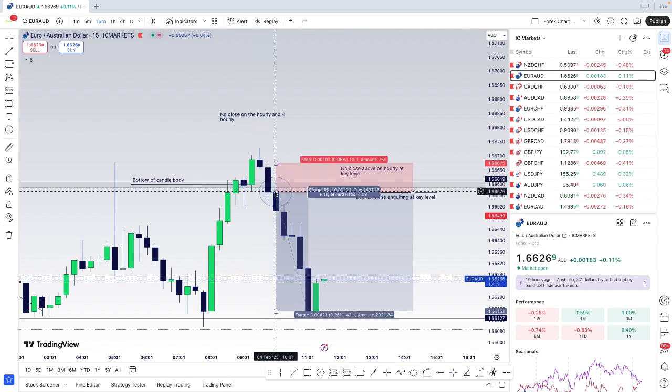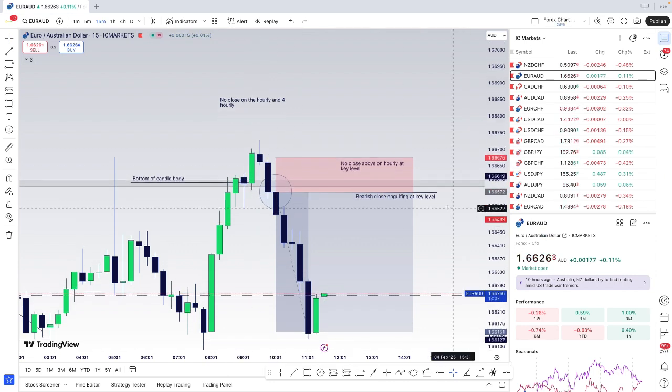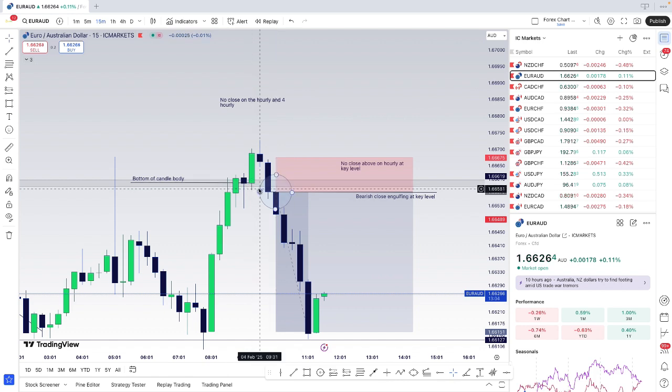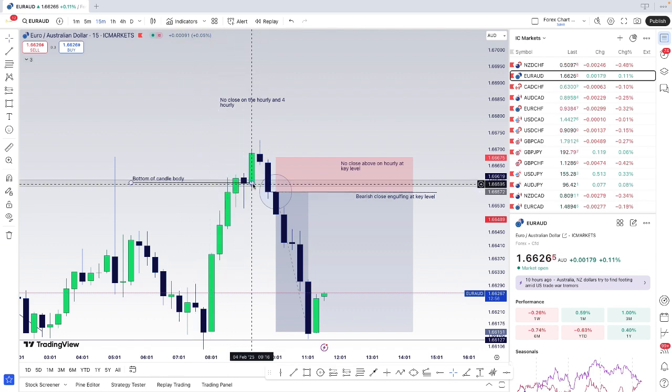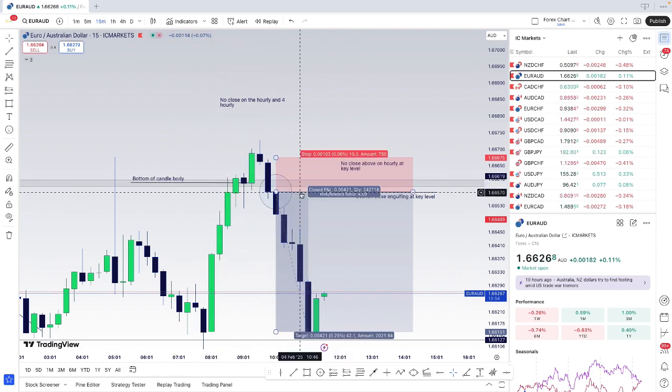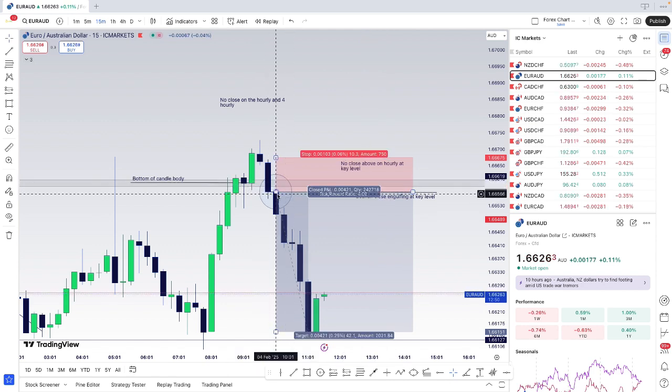Now we've closed on the hourly. Okay, we've not been able to break above that level. So what are we looking at next? Well, we've not closed above it on the hourly. That's our first bit of confluence. There's indecision in the market followed by an engulfing candle, and we know that because this is the bottom of the bullish candle body, and we can see the momentum switch here by this bearish candle closing below that.